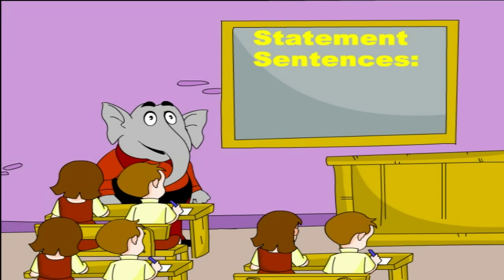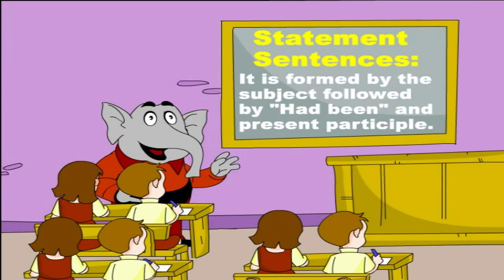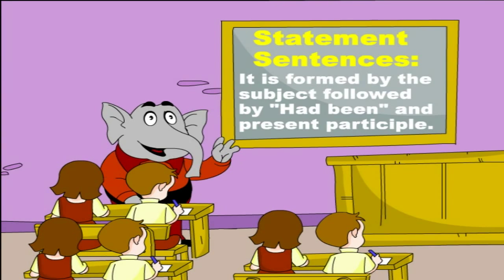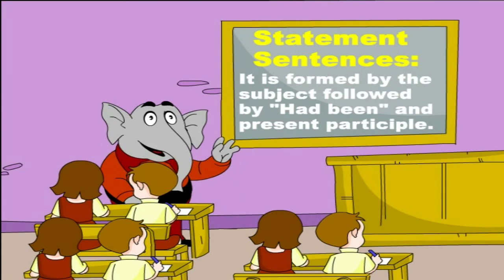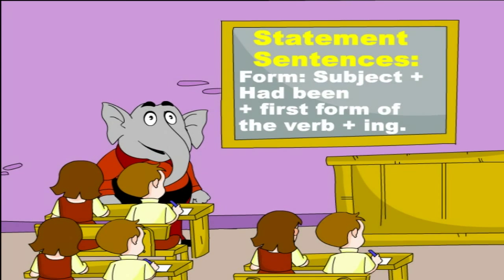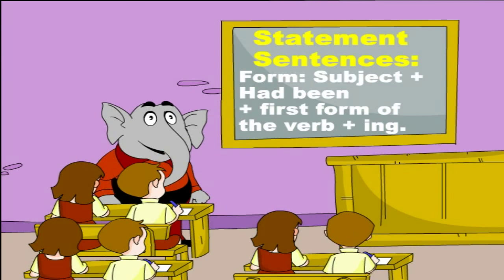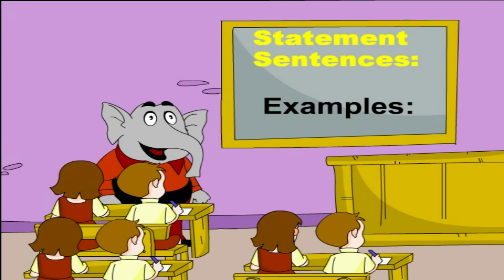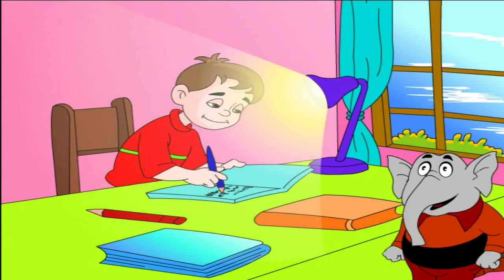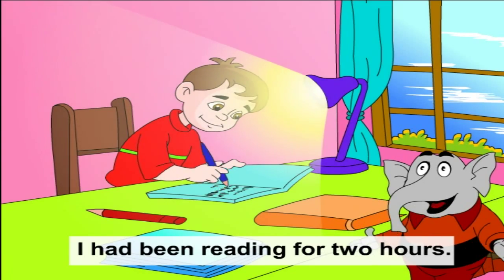1. Statement sentences. It is formed by the subject followed by had been and present participle. Form: subject plus had been plus first form of the verb in ing form. Examples: I had been reading for 2 hours.